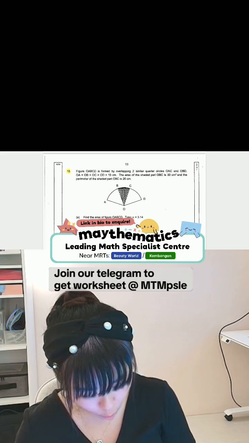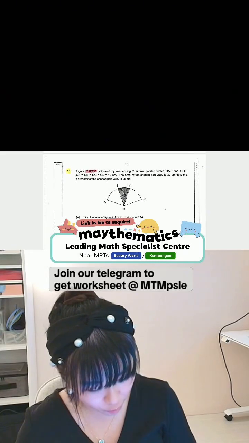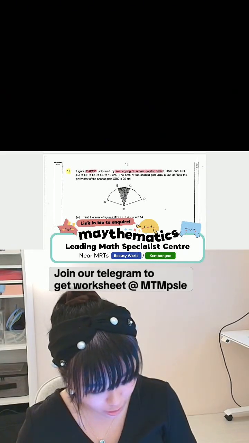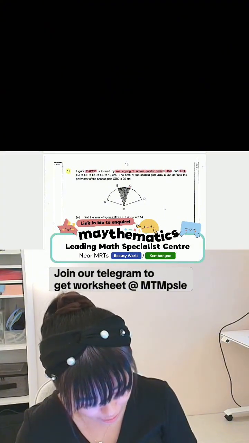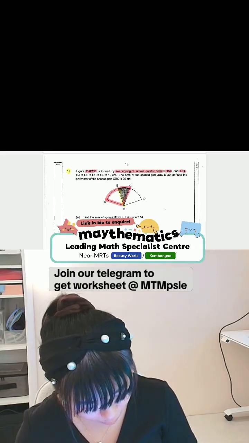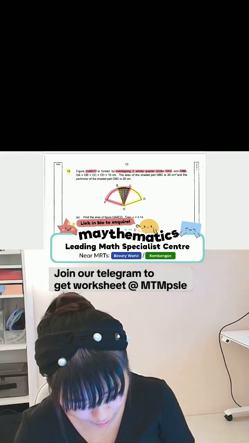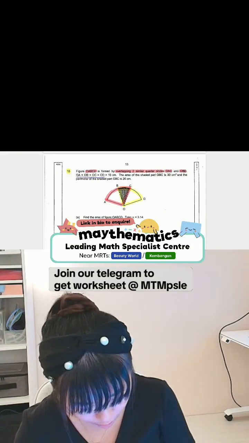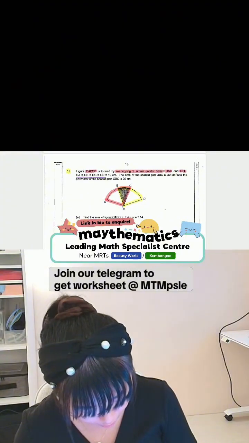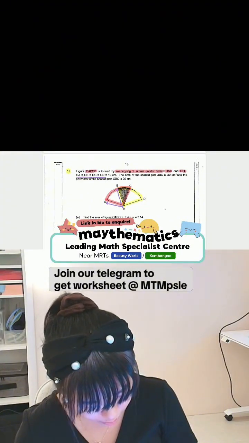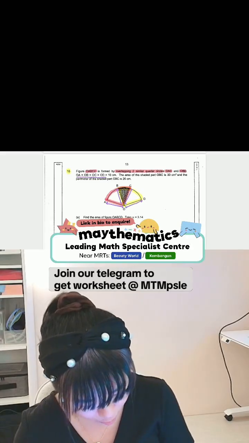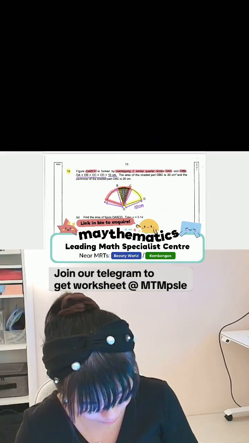Figure OABCD is formed by overlapping 2 similar quarter circles OAC and OBD. So OAC is this one, quarter circle. OBD is this one, quarter circle. OA equals OB equals OC equals OD, and they are all 10 cm. Okay, we note that already.